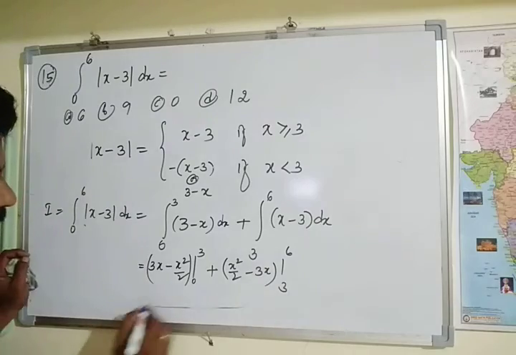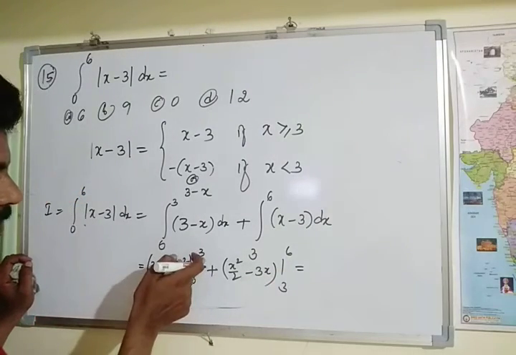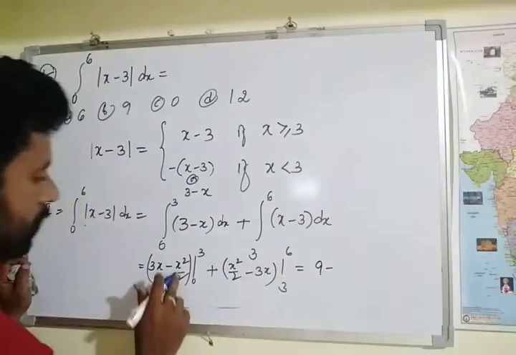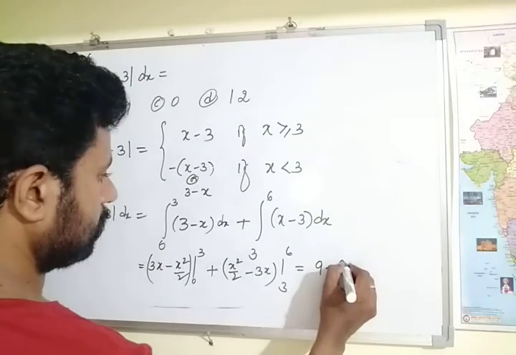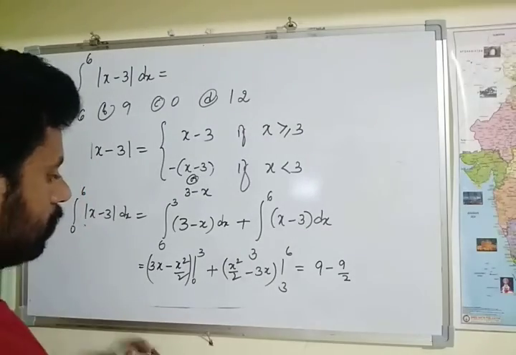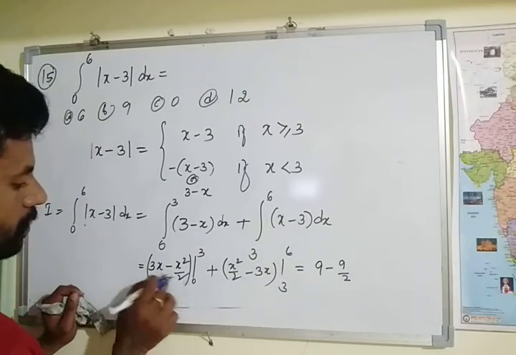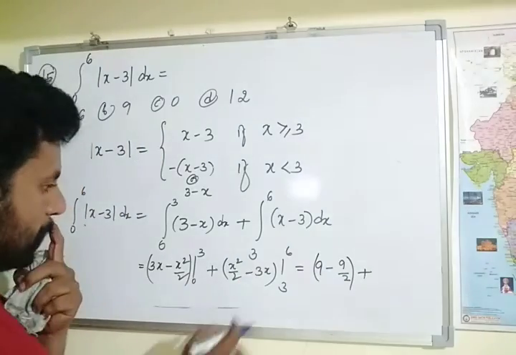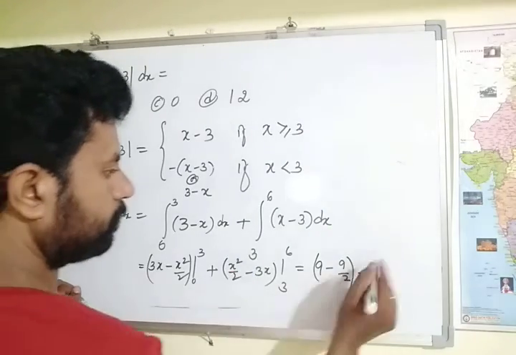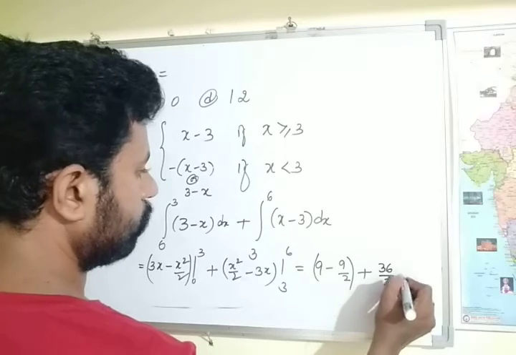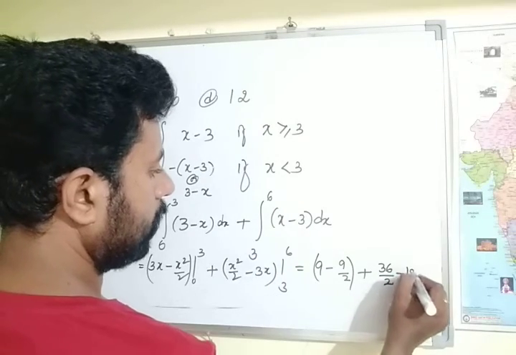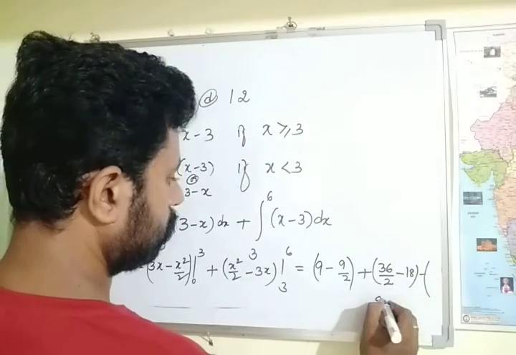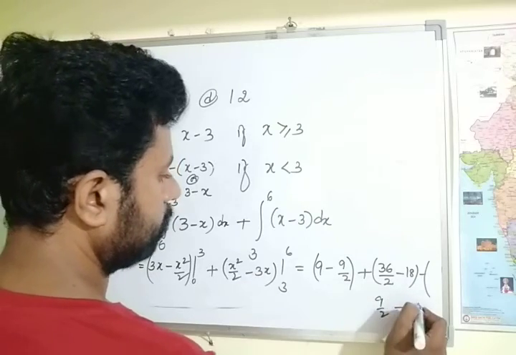Now simplify the result. Substituting the upper limit 3 and lower limit 0, the upper limit gives 3 into 3, 9, minus 3 square, which is 9, divided by 2. The lower limit x is 0, so that whole term becomes 0. Next, the upper limit is 6 and the lower limit is 3. 6 square is 36 divided by 2, minus 3 into 6, which is 18, minus the lower limit: x is 3, 3 square, 9 by 2, minus 3 into 3, 9.